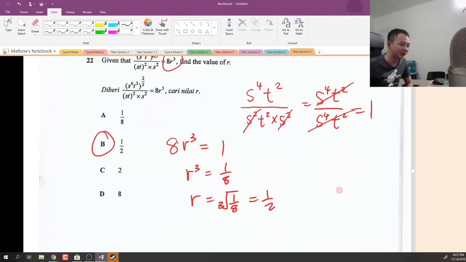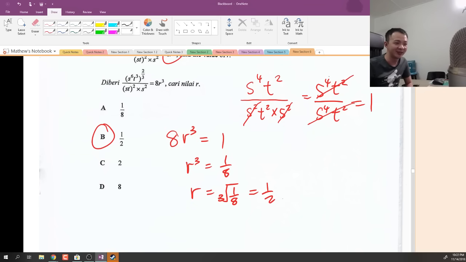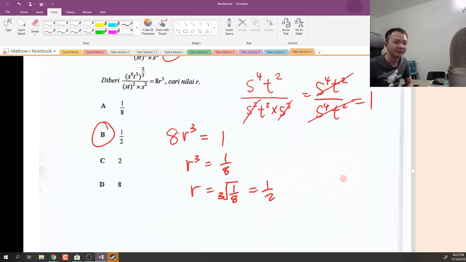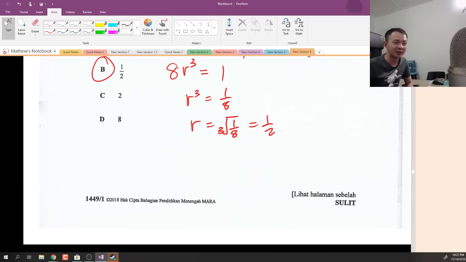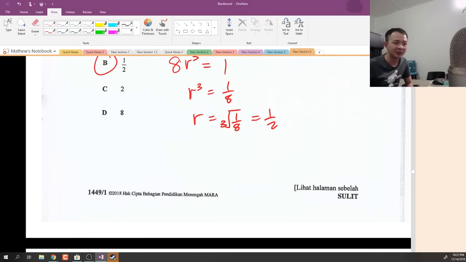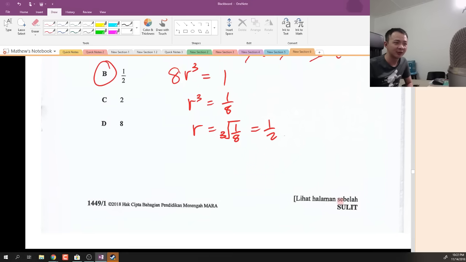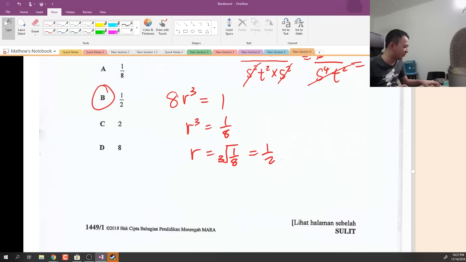Alright, so let me move on to the next one. If you want to press the fourth root in the calculator, make sure you use the correct button here. You should use this button if you want to press the fourth root. Choose the correct button.